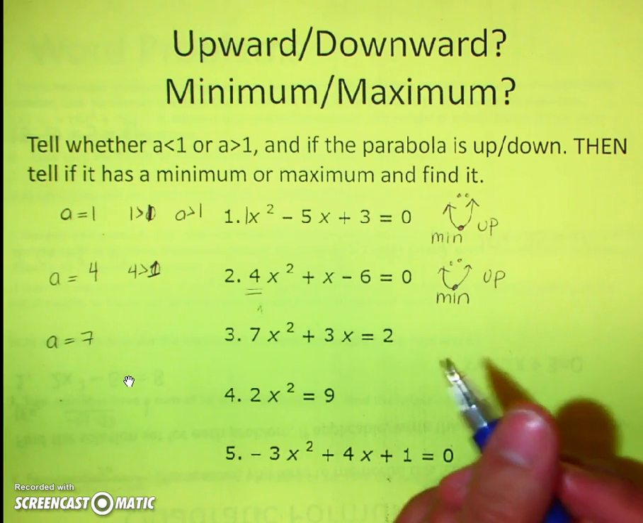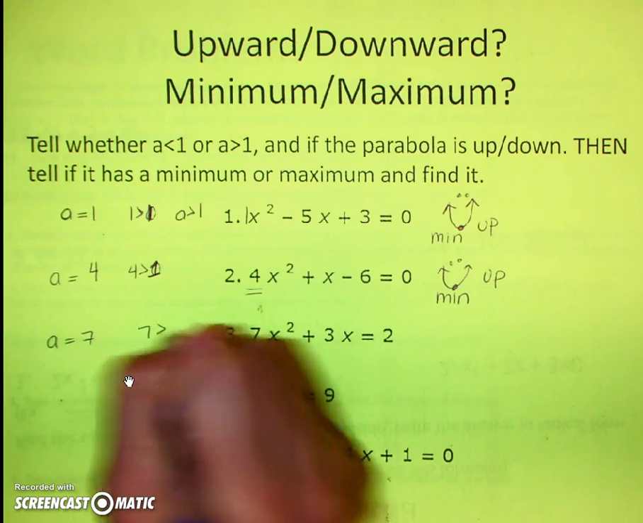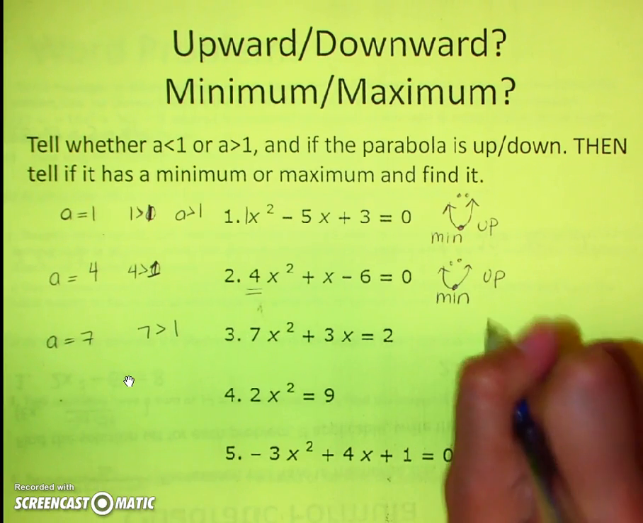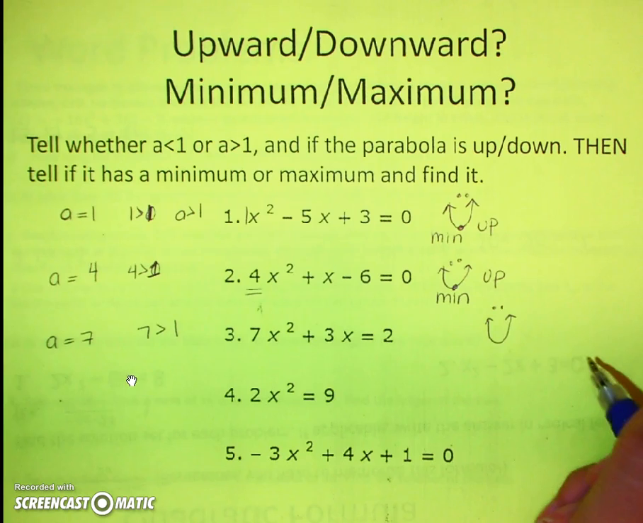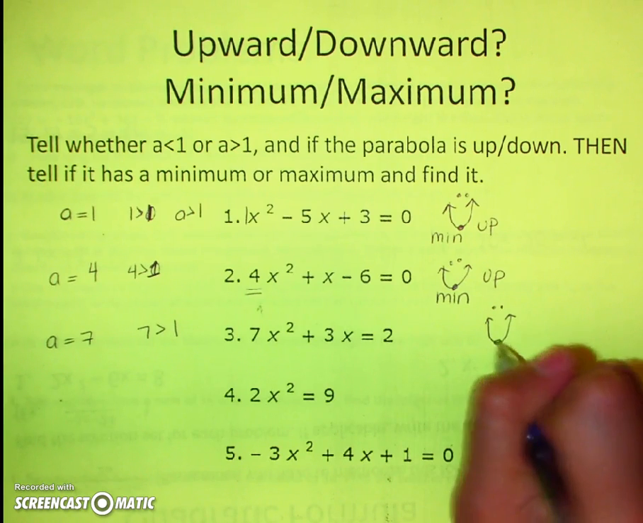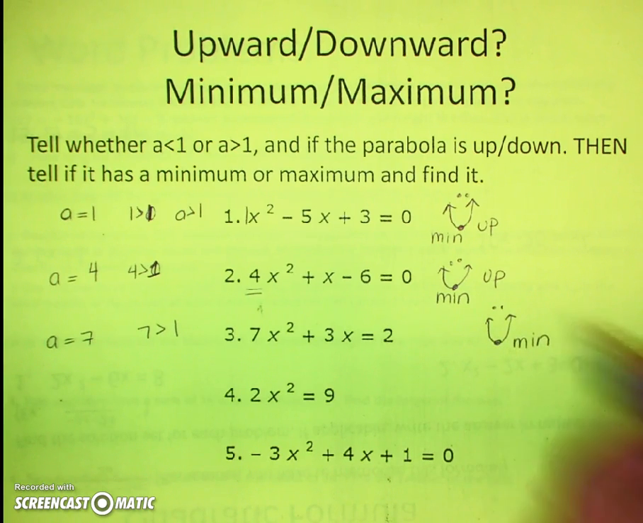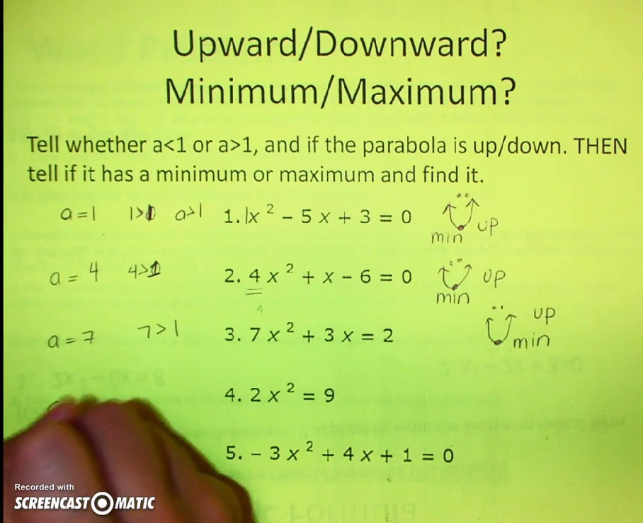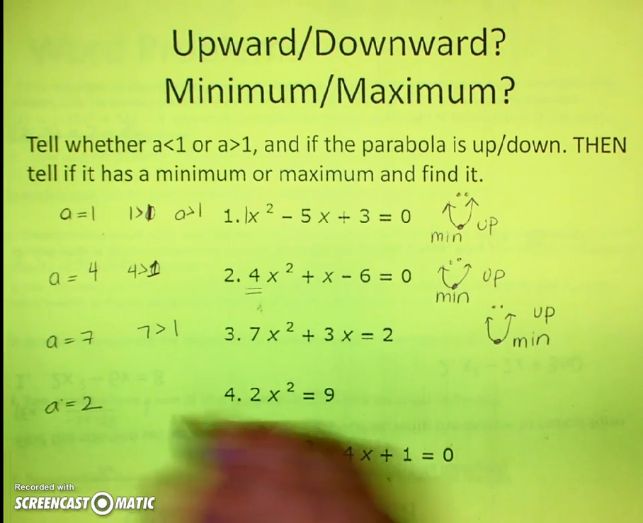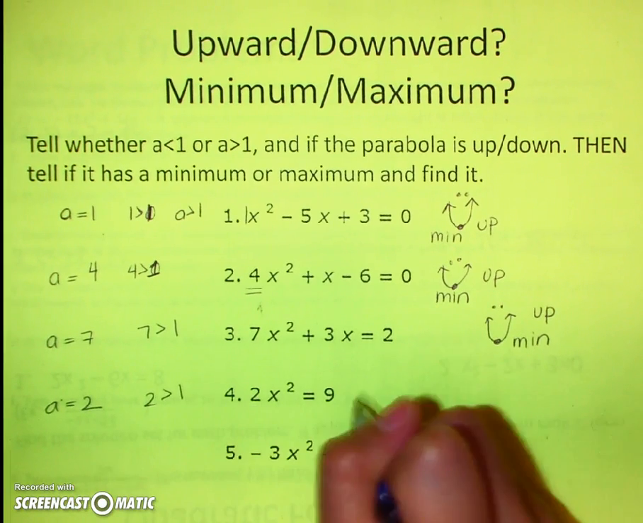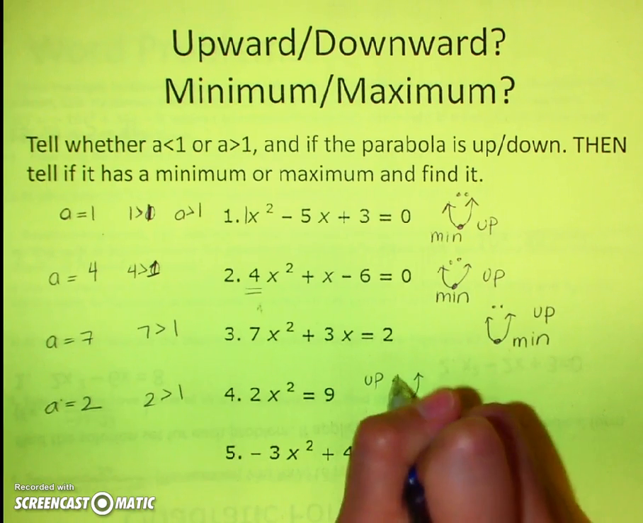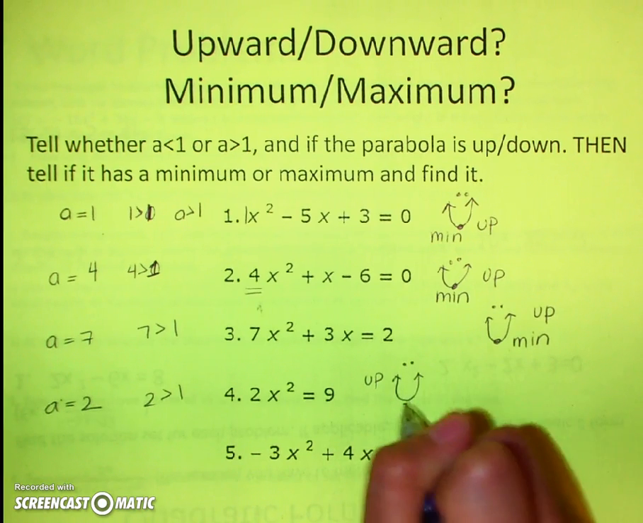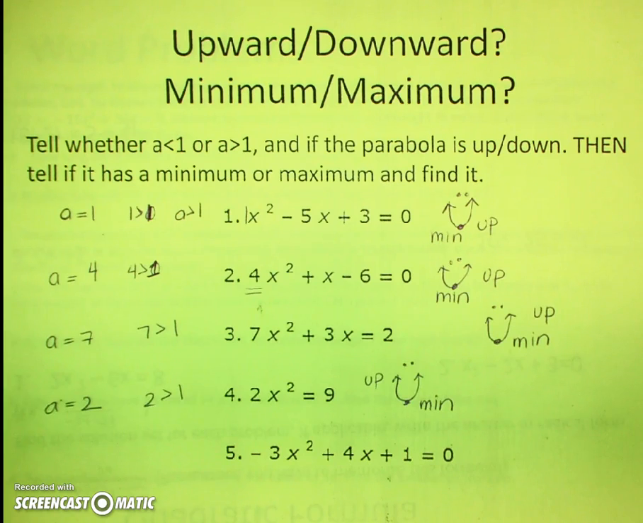It was crazy. Okay, so since 7 is greater than 0, that means it's going to open up. a is positive, so we're going to have a minimum. It's going to open up. Number 4, a is equal to 2. Of course, 2 is greater than 0, so it's going to be opening up. It's a positive value, so you're going to have a minimum. All of these are opening up. They all are going to have a minimum, as we can see.